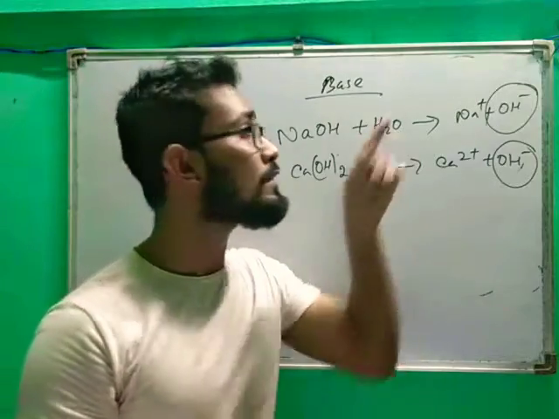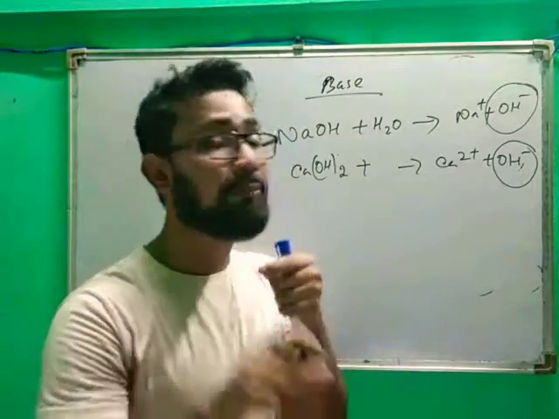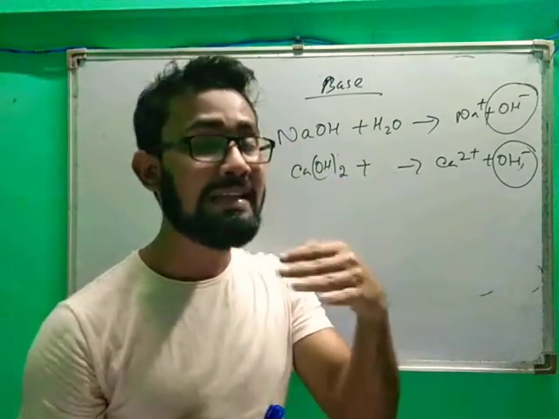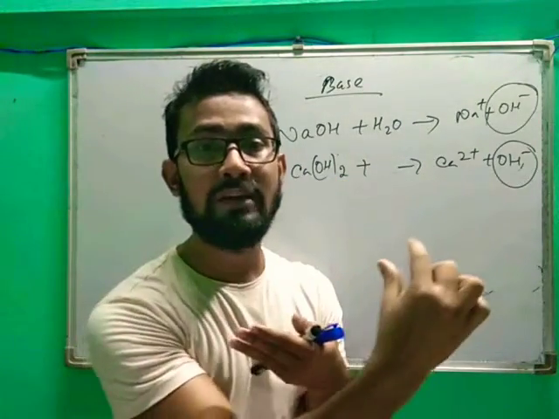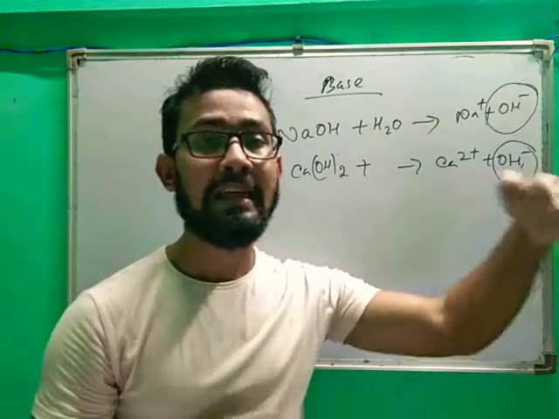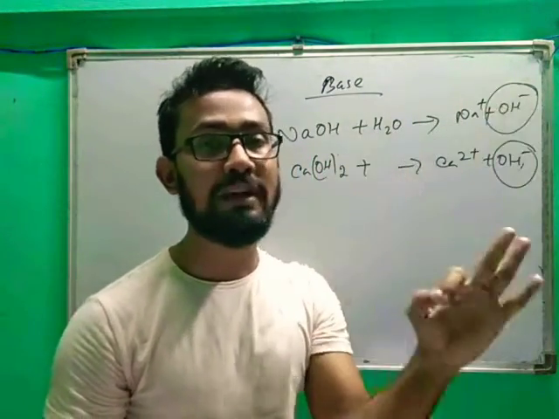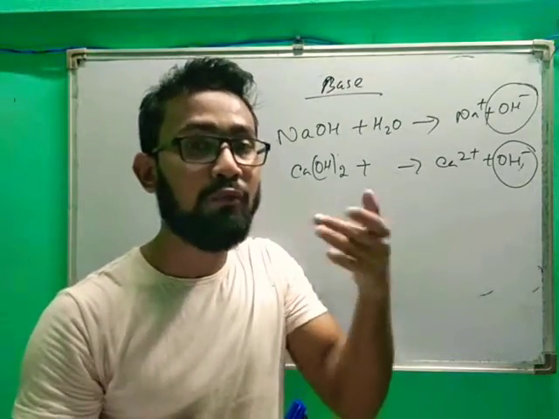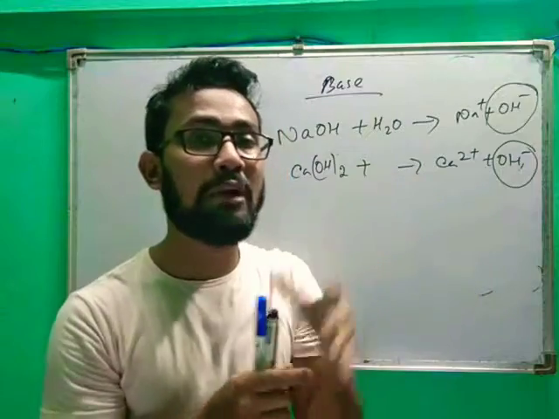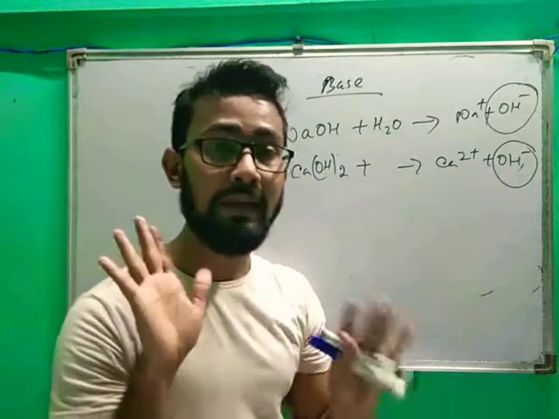Similarly in case of base also, the base that produces more number of hydroxide ions is a strong base, and the base that produces less number of hydroxide ions is a weak base, okay. Like the case with acid, more number of hydrogen ions means strong acid, less number of hydrogen ions means weak acid, more number of hydroxide ions means strong base, less number of hydroxide ions means weak base. Clear?